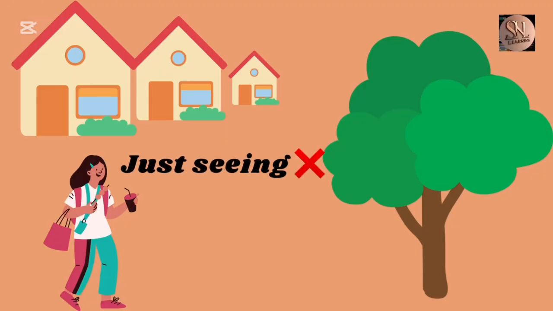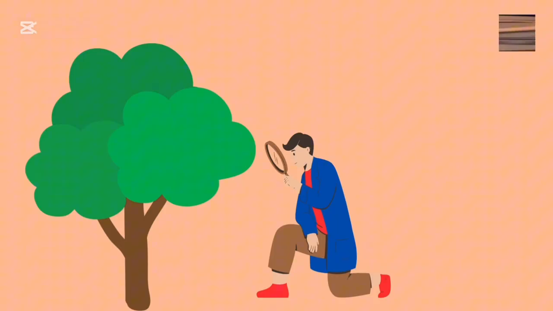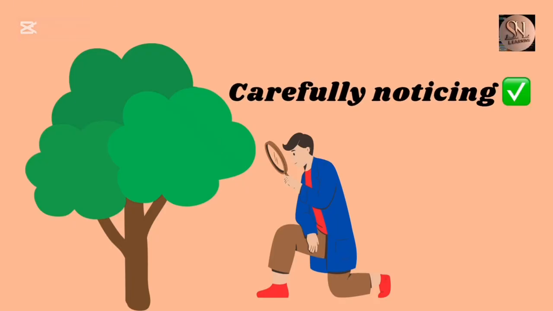For example, if you are walking down the street and there's a tree, but you don't notice anything about the tree, what type of tree it is or anything about it, then that's not observation. It means that just seeing is not observation. On the other hand, if you carefully look at the tree and notice how full of leaves it is, how tall it is, and which type of tree it could be, then that is observation. It means carefully noticing details to gain information is observation.